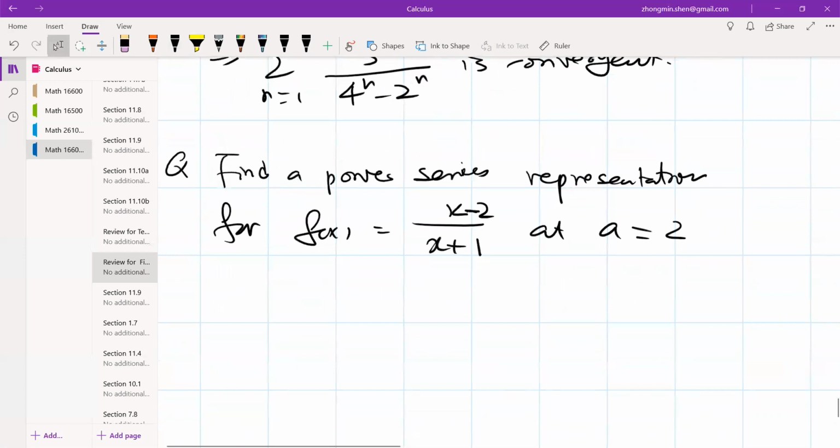If I ask you to find the Taylor series, you're unable to find it. You cannot find the derivatives. It's so complicated, it's a fraction. You can only get a couple of terms. That's not enough.